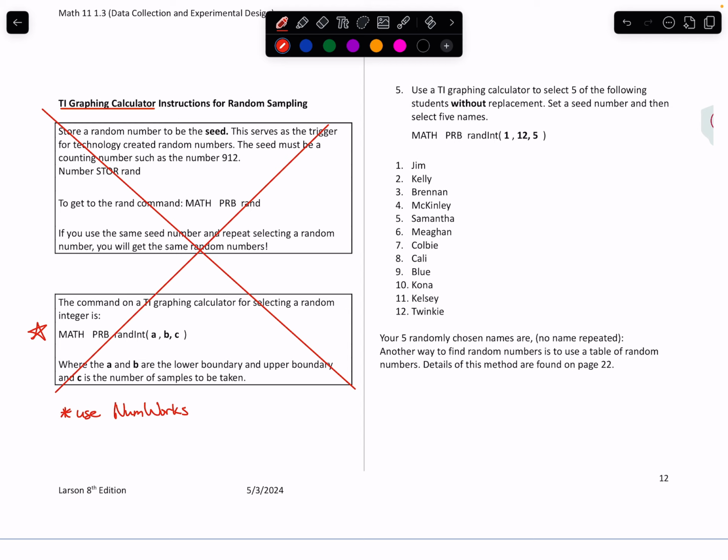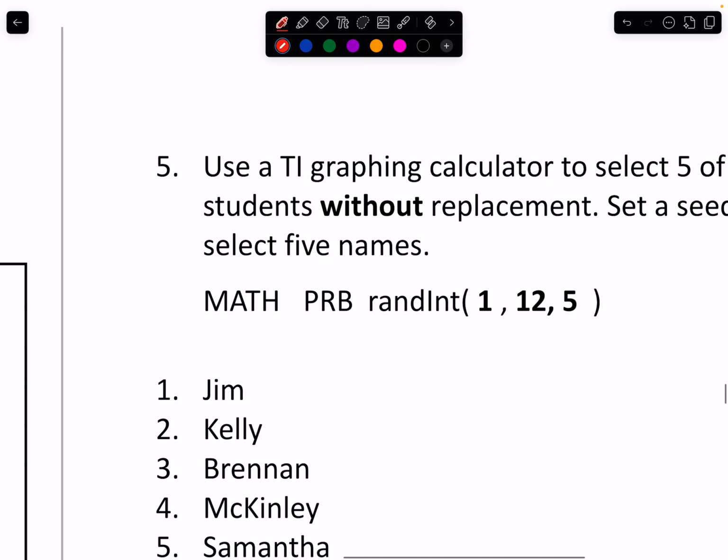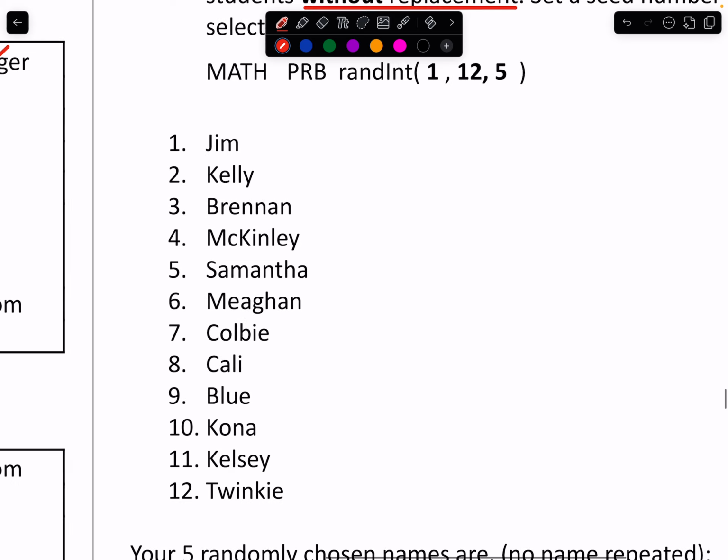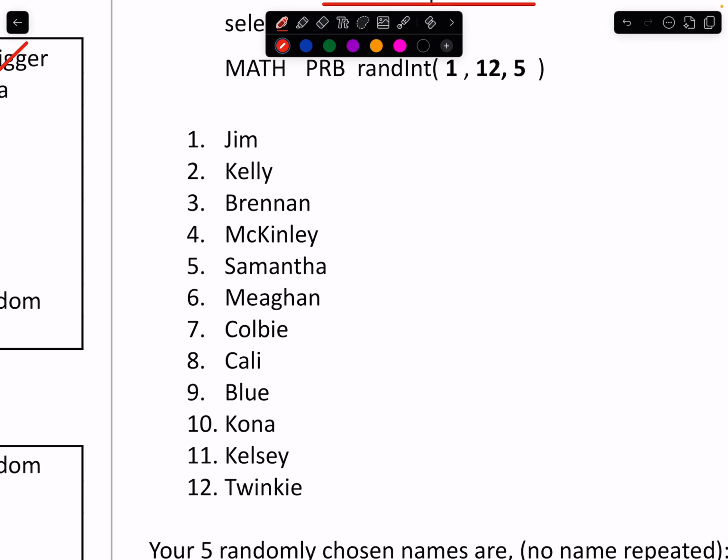Okay, so number 5 says use a calculator to select 5 students without replacement. So kind of a key word here is without replacement. What that means is, let's say these are names that we had on slips of paper and we threw them in a hat. Replacement means I would select a random number. Let's say I select McKinley, number 4. I tell McKinley he's on my list, and then I throw the number back into the hat. Okay, that would be with replacement.